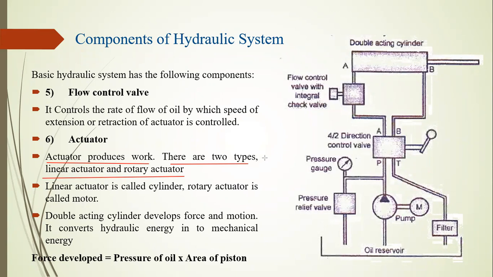A linear actuator moves from a fixed first point to a second point, and from the second point back to the first. That is called a reciprocating motion. And a rotary actuator moves in a circular direction.